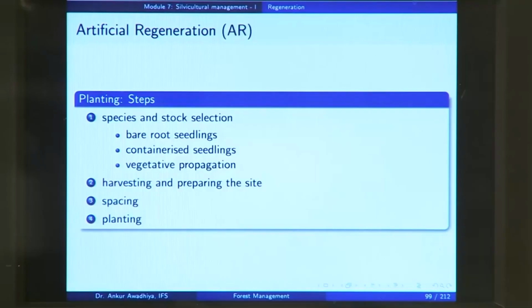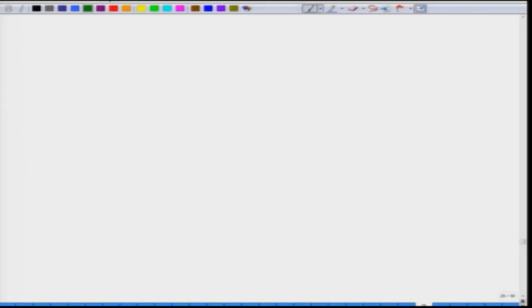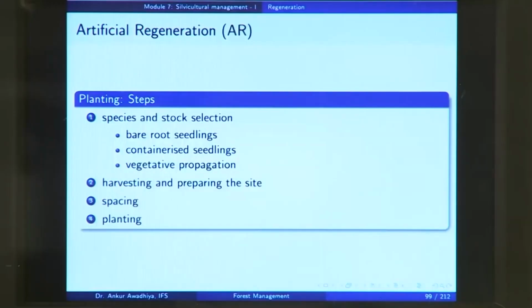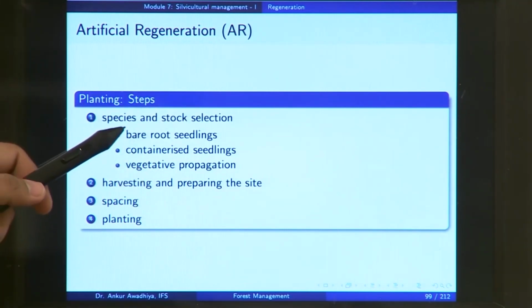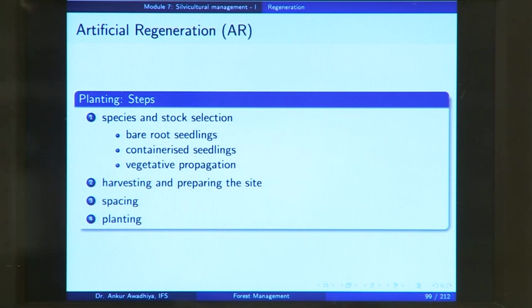Next you go for a stock selection. So, in the case of stock selection, what we mean is that if you want to have trees with tall cylindrical boles, you select those mother plants that have tall cylindrical boles, because their seeds will be having these characteristics through genetics. Once you have done your species and stock selection, you have got 3 different options to choose from.